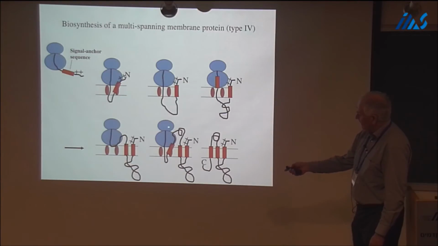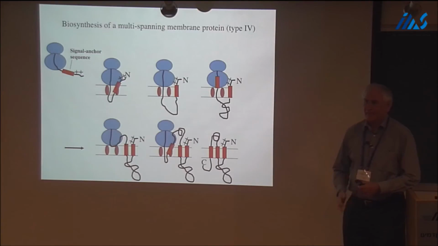But if there is another hydrophobic segment, you get loop insertion in the same way as you got it at the beginning. So the hydrophobic segment would then reinitiate translocation. This segment would move out eventually, and you get the C-terminus on this side. Okay? Any questions about this?